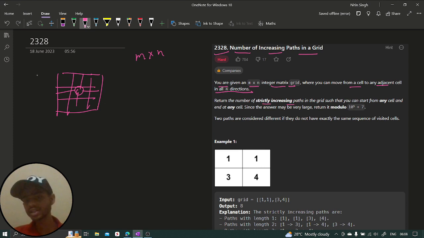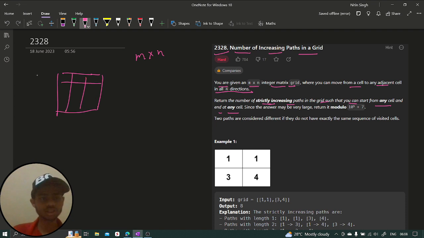Return the number of strictly increasing paths in the grid such that you can start from any cell and end at any cell. So what we have to do now is return the number of such paths. That means we can start from any cell. It doesn't mean that you are going to start initially from 0 0. No, you can start from 0 1, 0 2, any cell, but you have to choose the next cell which should be greater than the previous one. It means it should be strictly increasing. If you are still not getting what this means, don't worry, we are going to see it with an example. But for now, just keep in mind that we can't move to a cell from the current cell if that cell is not bigger than the current cell. So let's make it clear right here, because otherwise it's going to cause confusion in the future.